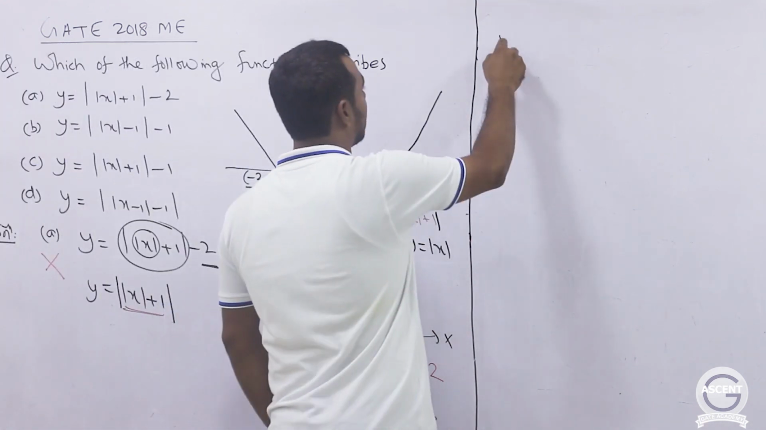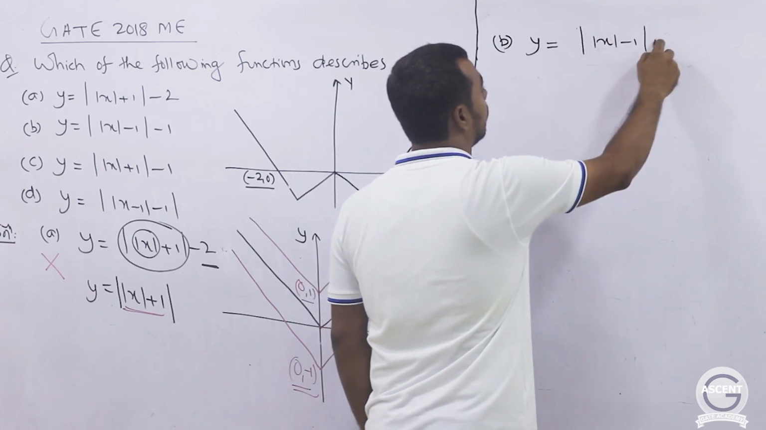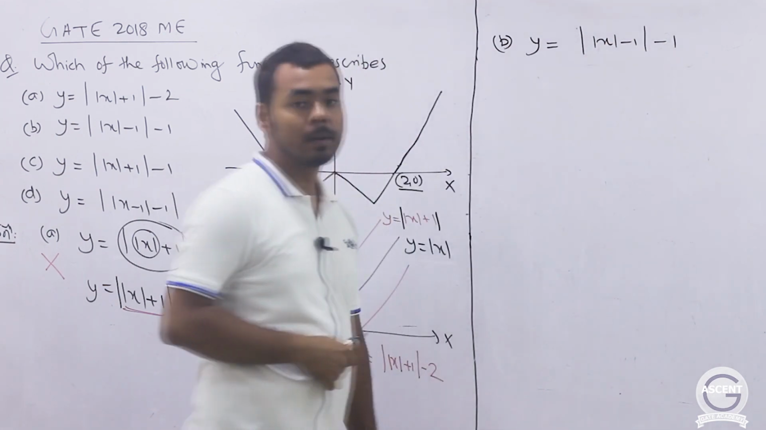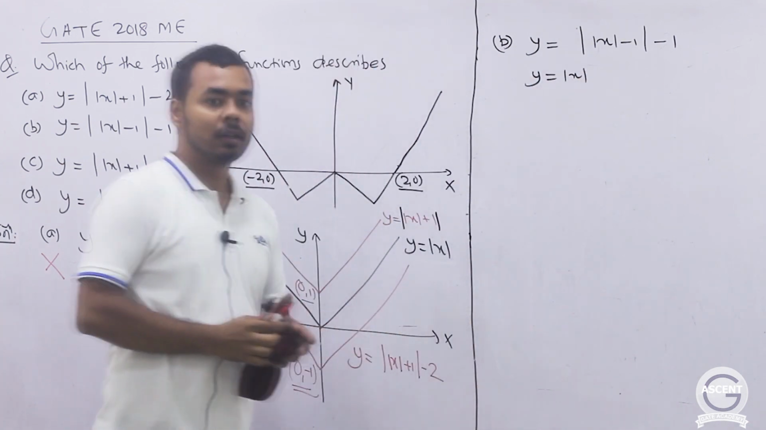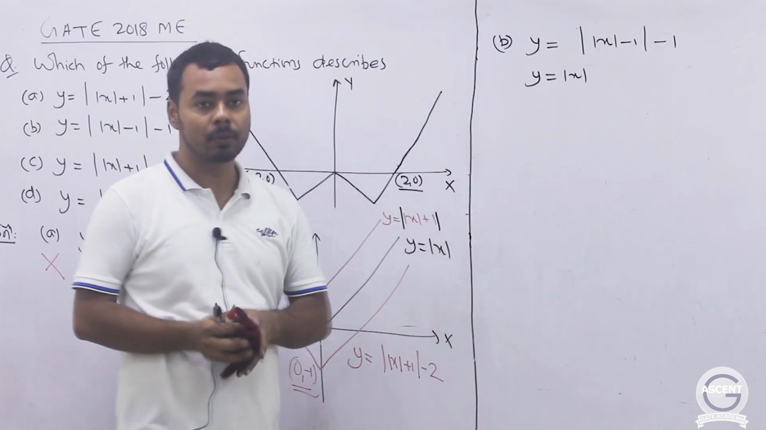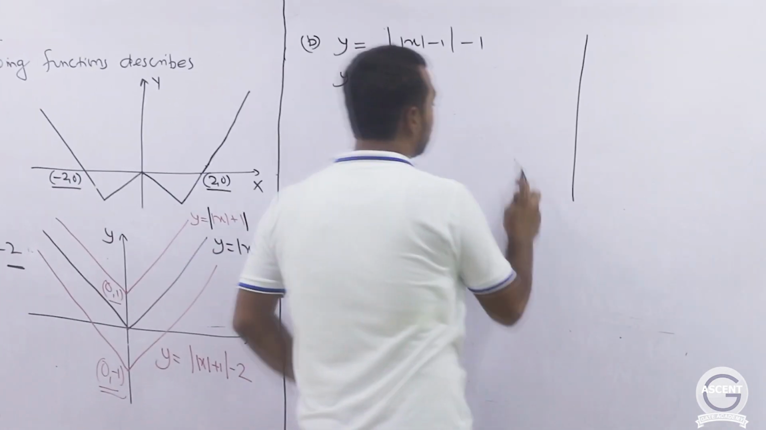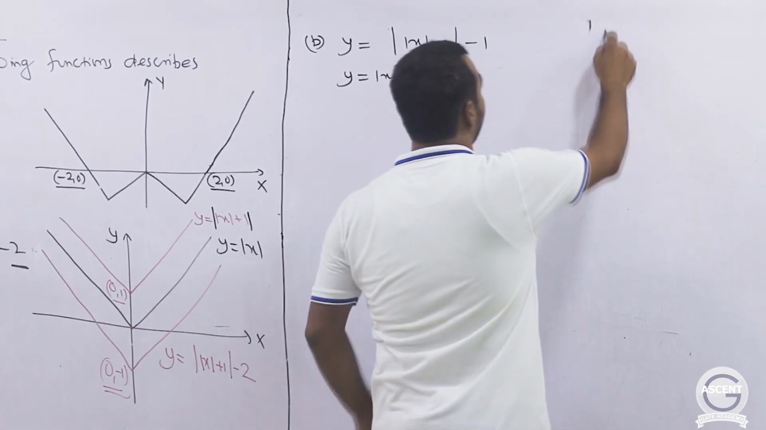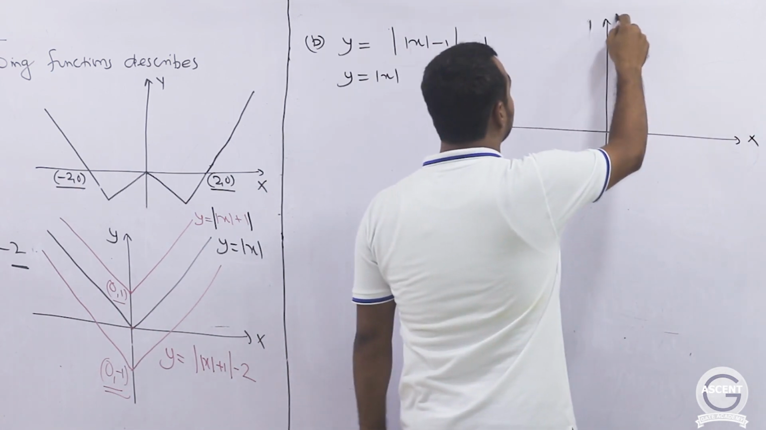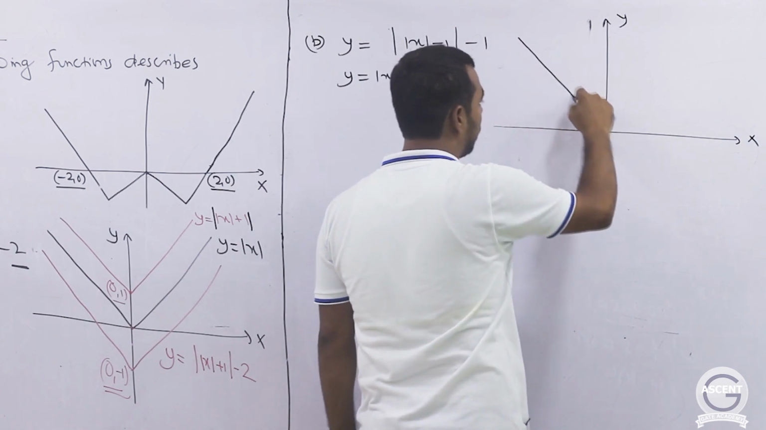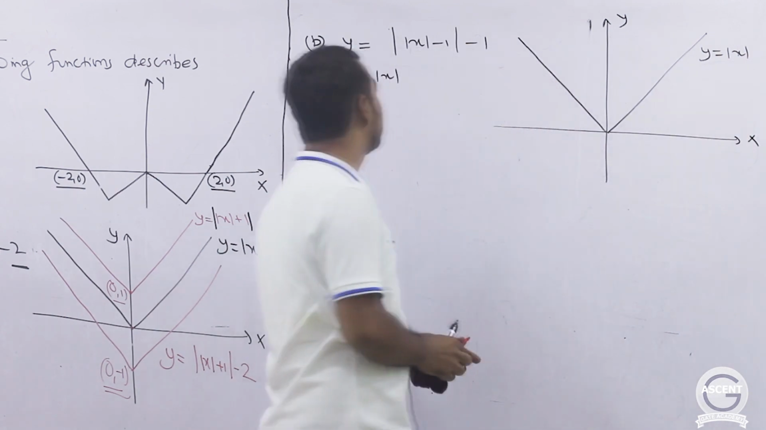Now we are going to see what the graph should be for option B. Again we go by the same basic rule. We need to draw the graph of the function mod of mod x minus 1, minus 1. First we'll start with the graph of y equals mod x. These are our coordinate axes, and this is our graph of the function y equals mod x.